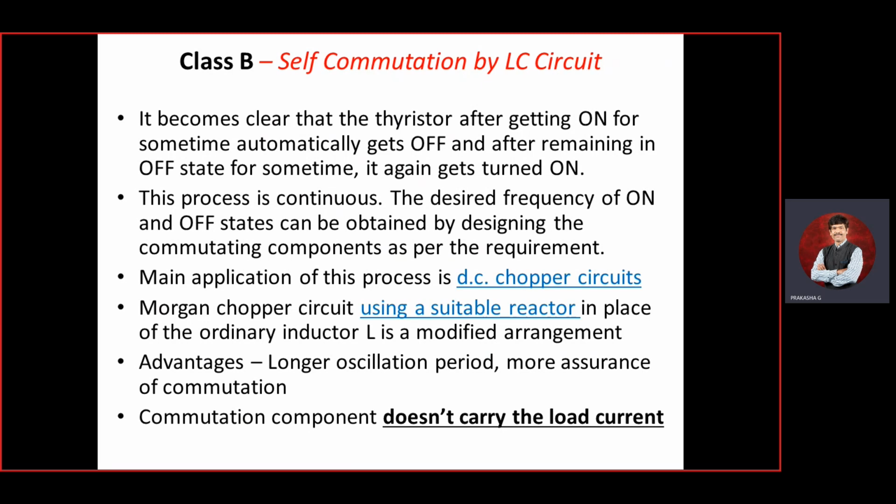So basically, we have to select a proper capacitor and also inductor, the L value. By suitably selecting L and C values, we are in a position to check what can be the T on state and T off state. So that is what has been mentioned. The process is continuous. The desired frequency of on and off state can be obtained by designing the commutating components as per the requirement. So depending on our requirement, how much it should be charged and how much should be discharged, we have to know that.